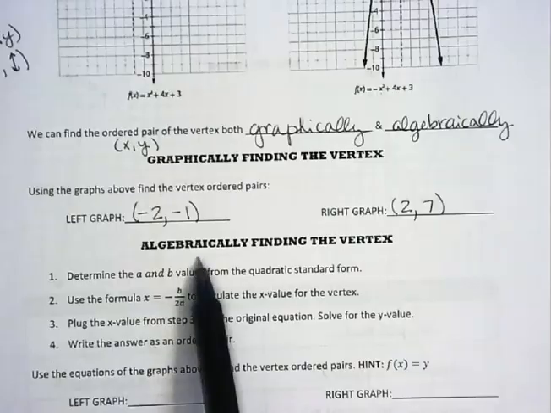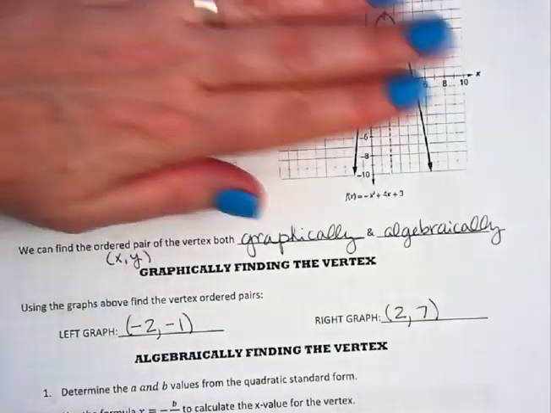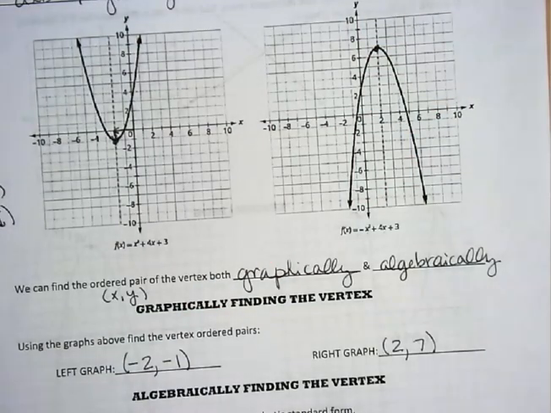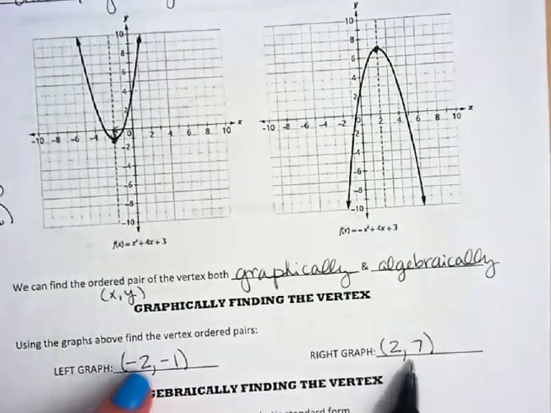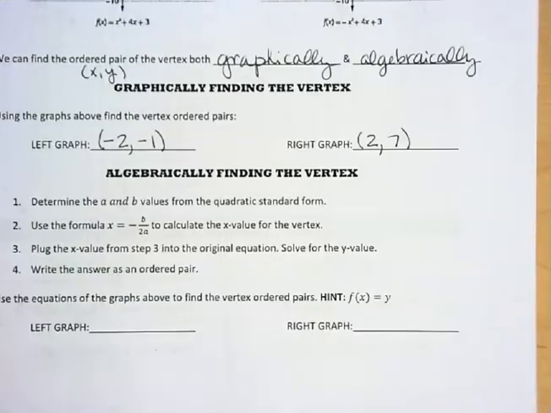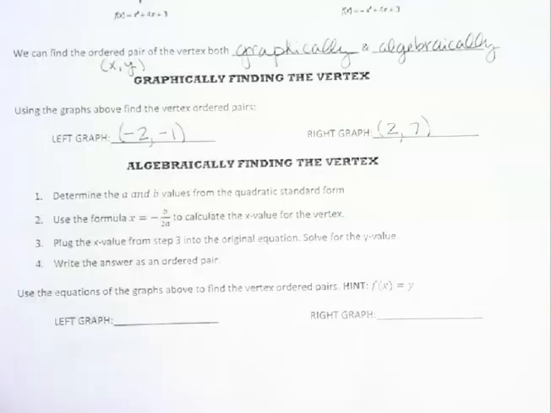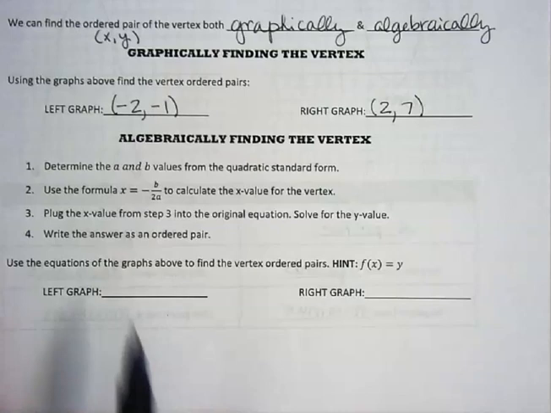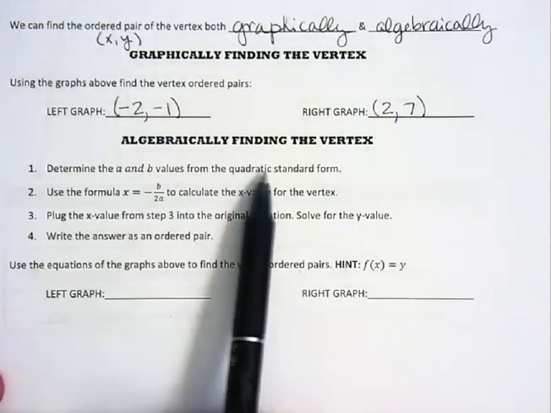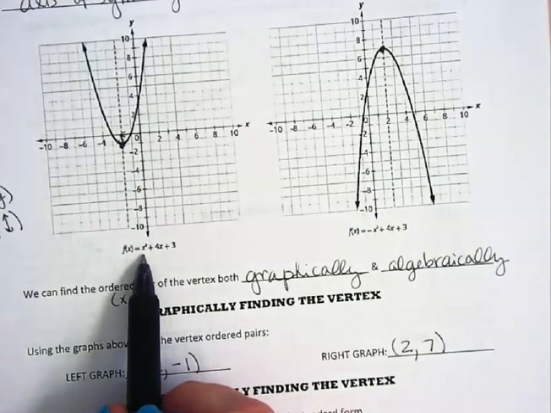Now we're going to find it algebraically. So just pretend now that we don't have the graphs, and we're going to use math to find these answers. And you'll find that the math is going to give us the exact same answer. The math will be mathing. Sorry, I apologize. So here are the steps. First is to determine the a and b values from the quadratic standard form. So this is my equation.